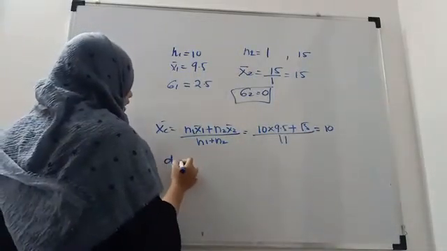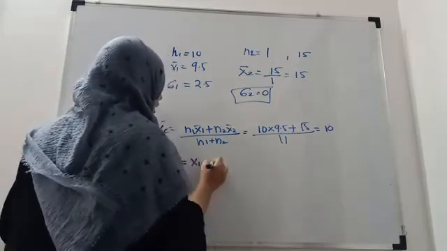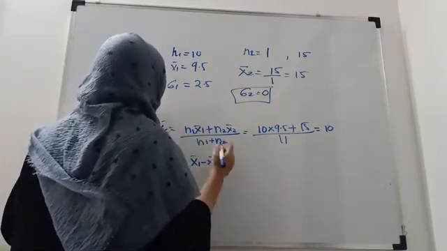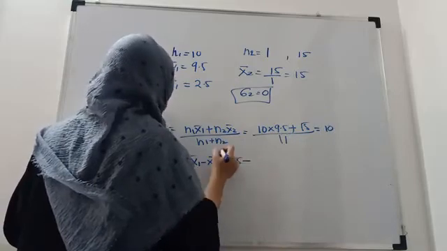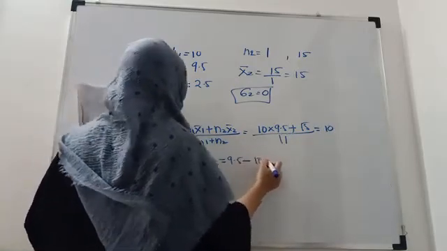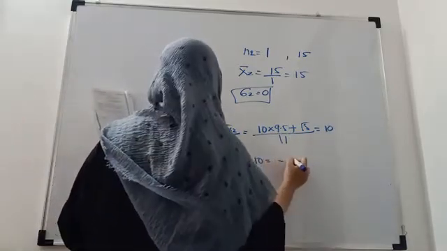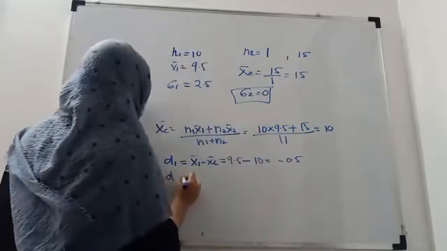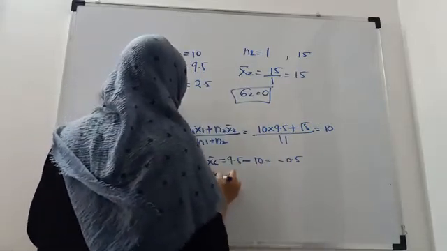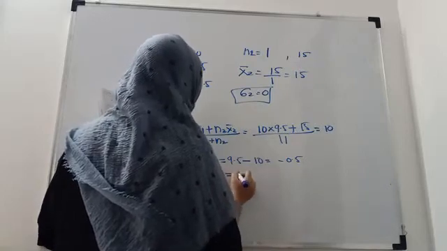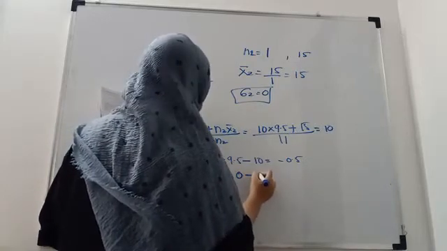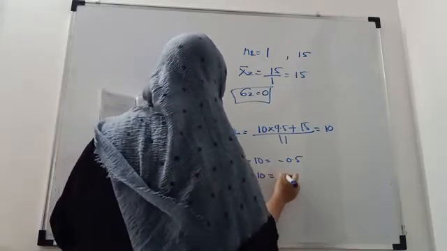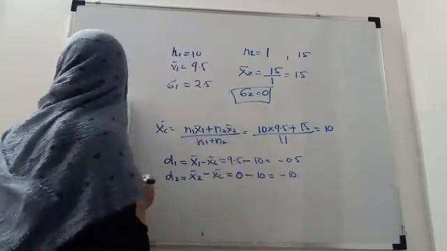Now we will calculate d1. d1 is x1 bar minus xc bar. So what is your x1? It is 9.5 minus xc is 10. So it is minus 0.5. What is d2? It is x2 bar minus xc bar. x2 bar is 15 minus xc bar is 10, so it is 5.